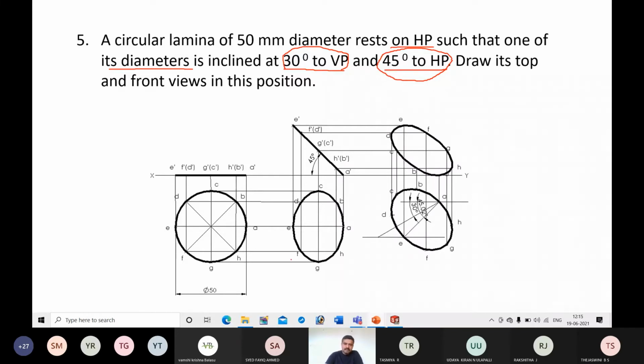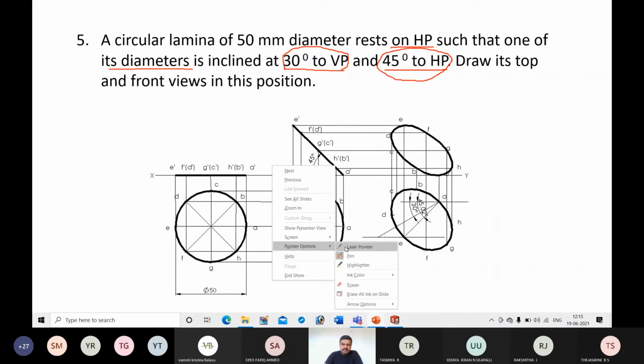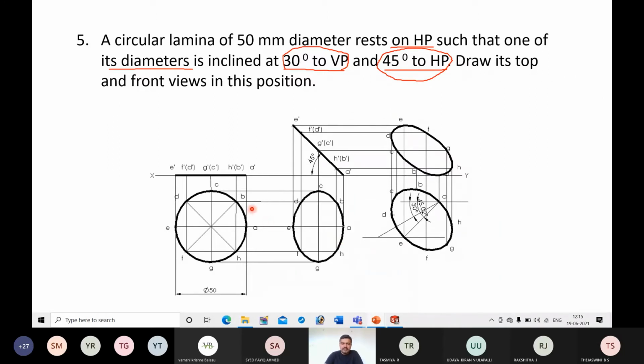Okay. Next, initially the concepts are the same. Only for construction purposes, we will divide the circle into a number of equal parts and take a few points on the circular lamina. Other than that, the remaining concepts are almost the same. First, I will keep the complete circular lamina on HP so that I can see the true shape of the circular lamina in top view. Then I will project the points and get the front view. Since it is resting on HP, I should consider inclination with respect to HP first. So I will take the front view.